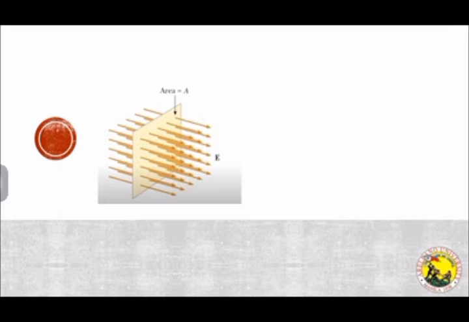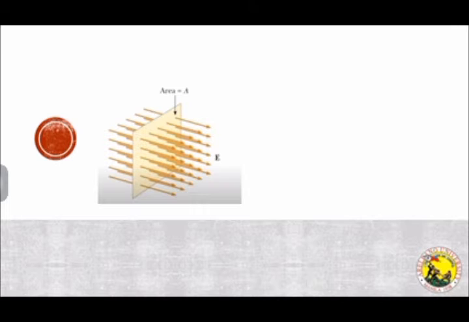The concept of electric flux was described qualitatively, and now we treat electric field lines in a more quantitative way. Let's consider an electric field that is uniform in both magnitude and direction as shown in the figure. The field lines penetrate a rectangular surface of area A whose plane is oriented perpendicular to the field.